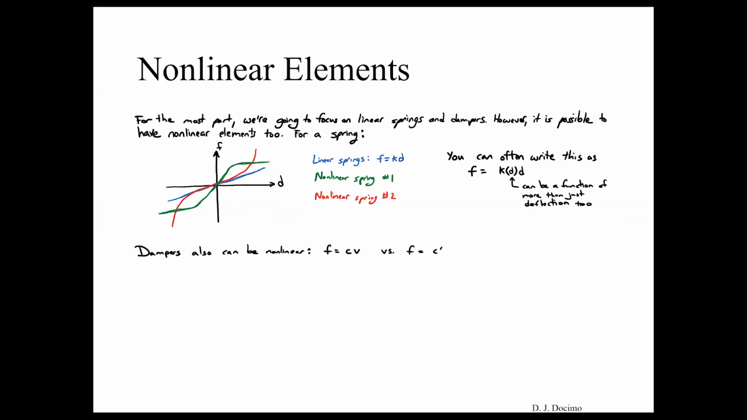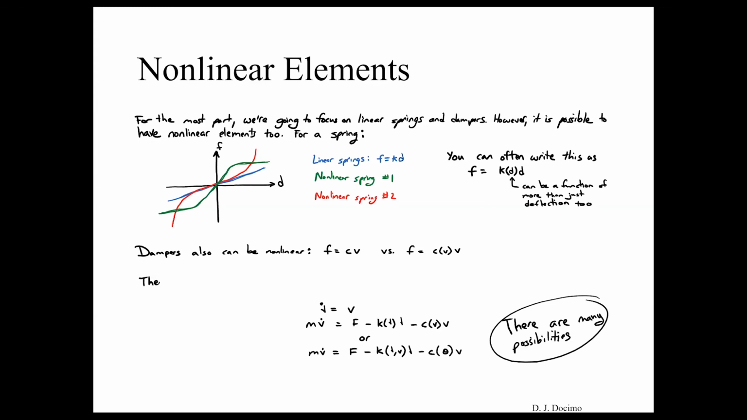So dampers can also be nonlinear. F is equal to C times V, that's our linear case. F is equal to C, which is a function of V, times V. That's another case. And these nonlinearities can show up in the equations of motion.